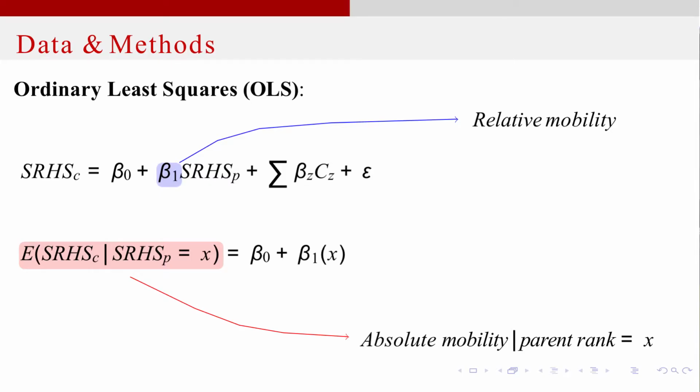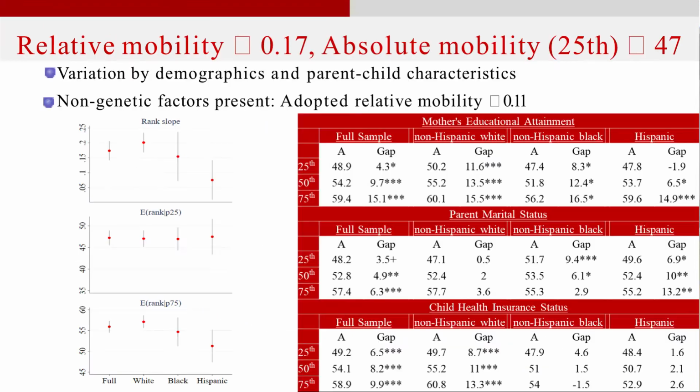So this is a basic specification that's used in a lot of the intergenerational mobility research, and we're just going to be applying it to health. You can see where the relative mobility statistic is basically just the slope coefficient of the OLS specification. And absolute mobility is going to be using both the intercept and the slope, conditional on knowing the parent's health rank. So here is what we are finding.